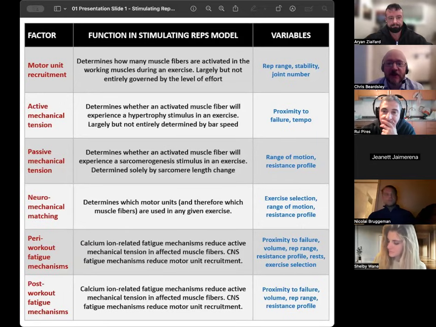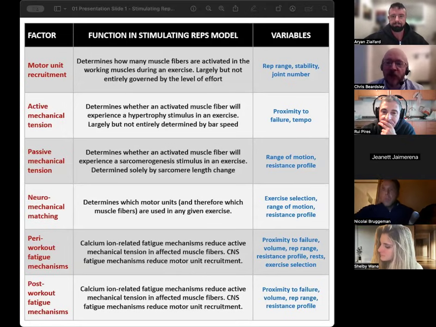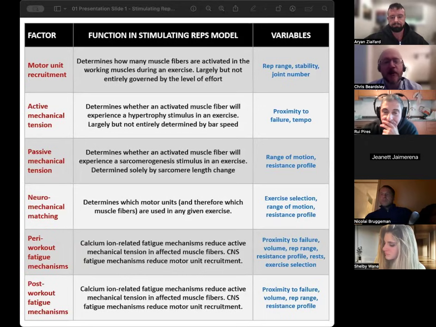In terms of the fatigue stuff, obviously, I talk about this all the time. You've got peri-workout, which is during the workout, and you've got post-workout fatigue. Peri-workout, we're just trying to avoid ending up with a reduced stimulus. We're trying to avoid reductions in active tension by creating calcium-related fatigue, and we're trying to reduce the disagreeable sensations that produce supraspinal fatigue. So, we're maybe looking at features like leaving a longer rest between sets.